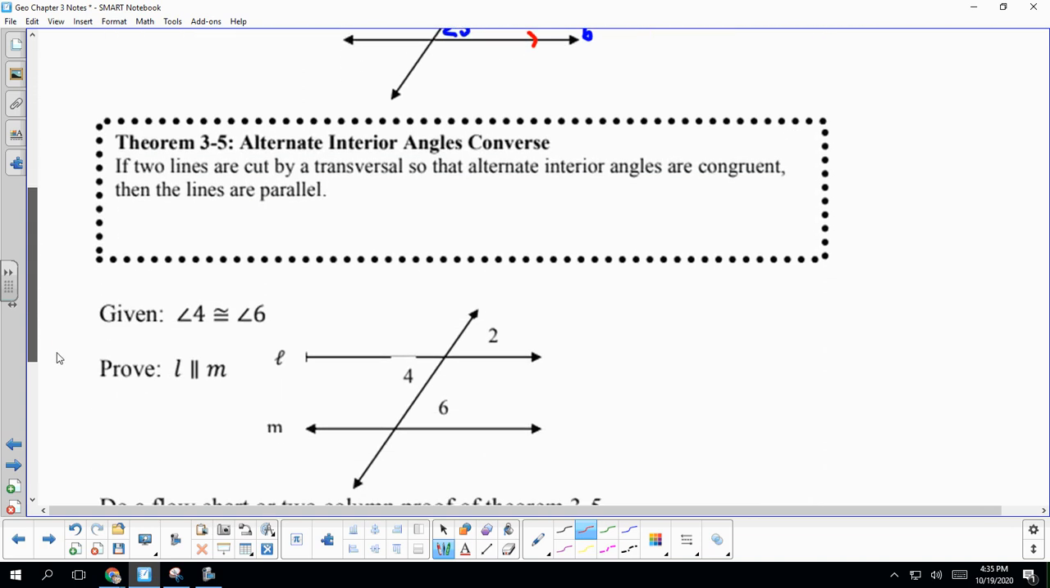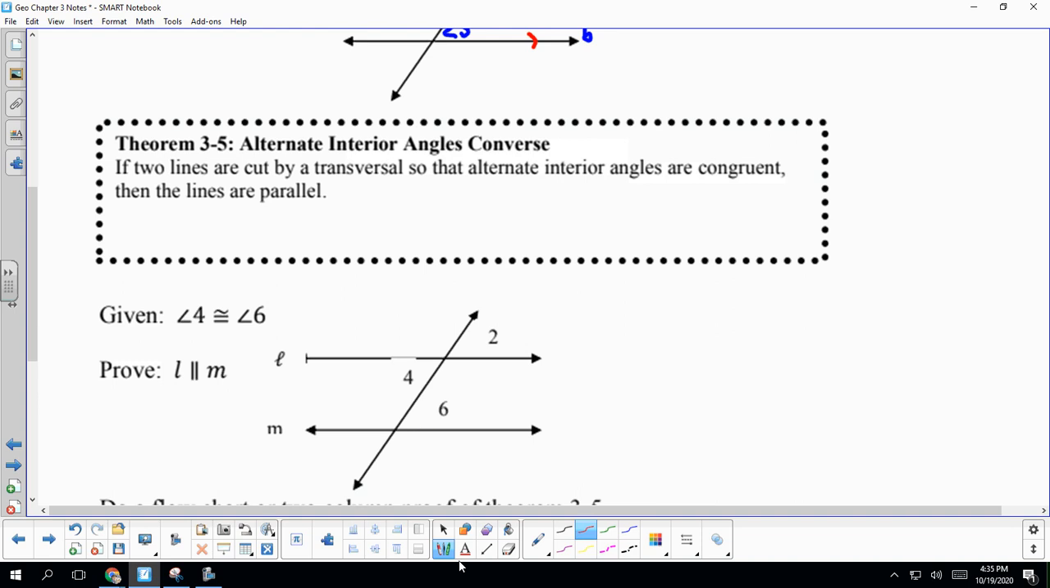Alrighty, the next one. And if I'm going too fast, please make sure you pause this video, rewind it, whatever you have to do to get these notes down. Alternate interior angles converse. The regular one says, if lines are parallel, then alternate interior angles are congruent. We're going to start with the opposite. If two lines are cut by a transversal so that alternate interior angles are congruent, then the lines are parallel.